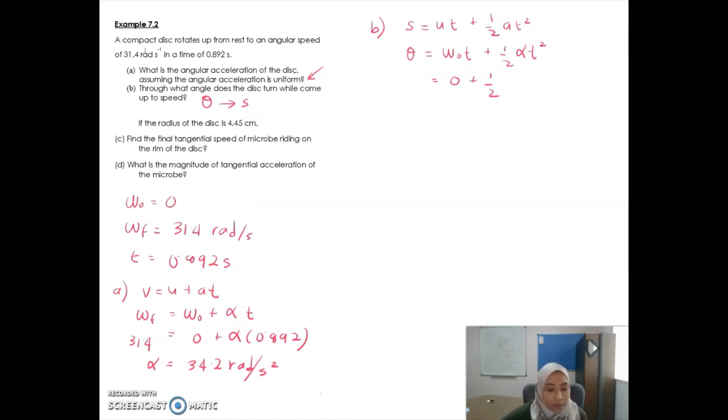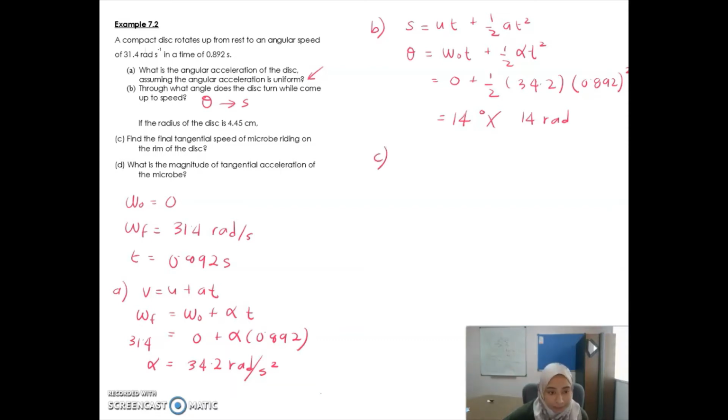Plus 1 over 2, I already solved for my alpha, which is 34.2, and I know my time is 0.892 seconds. Squaring that will give me theta of 14. What is the unit for theta? Is it degrees? No, it's not degrees. It's 14 radians, so you write 14 rad. Okay? Do not write degrees. It's wrong. You always use radians.